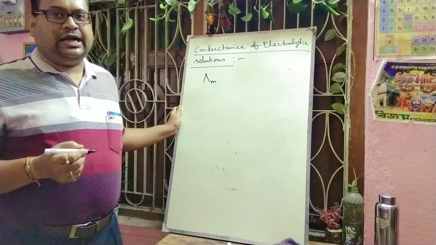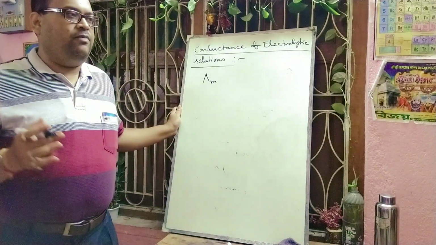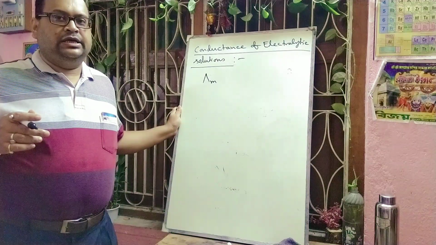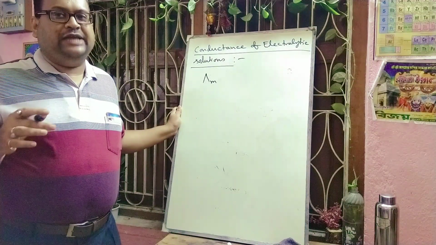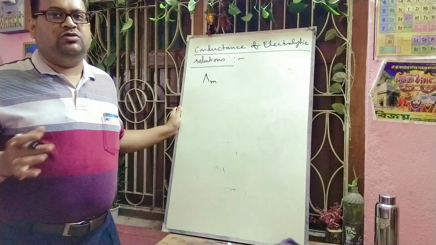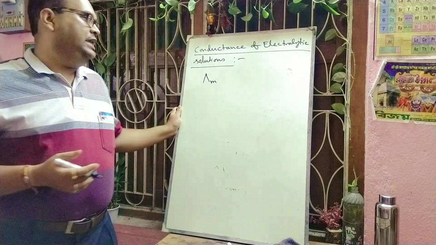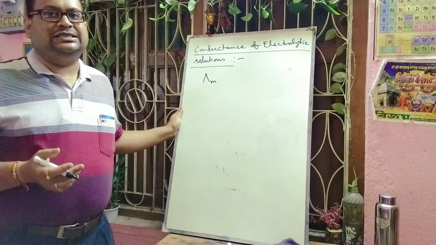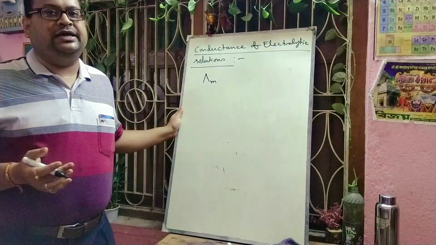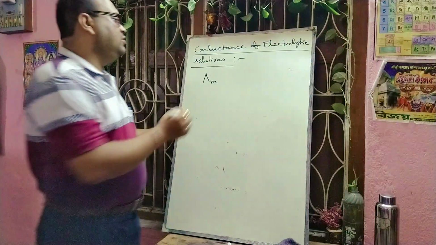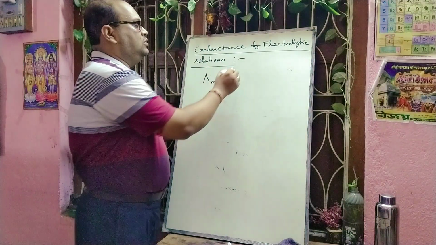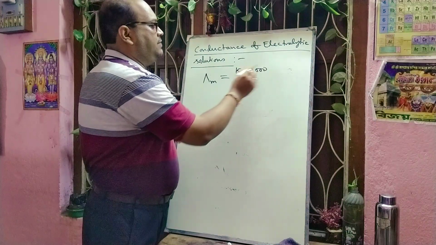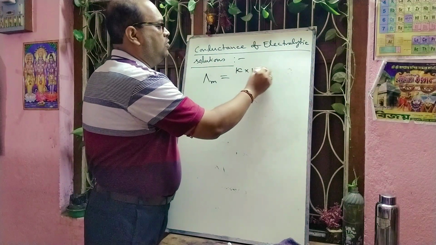Molar conductance is generally represented by capital lambda M. The conducting power of all the ions produced by dissolving 1 mole of the electrolyte in a solution is known as molar conductance. Molar conductance can be related with the specific conductance: lambda M is equal to kappa into 1000 divided by molarity.